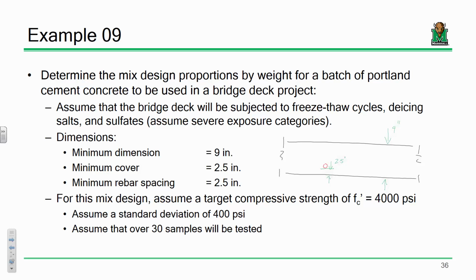These values are important because we need to ensure that the coarse aggregate that we're using is actually going to be appropriate for this project. Obviously, we couldn't use coarse aggregate where the maximum particle size was 6 inches. It couldn't fit in those gaps. You see what I mean? So we have to understand that.